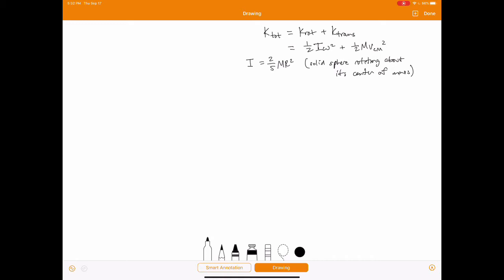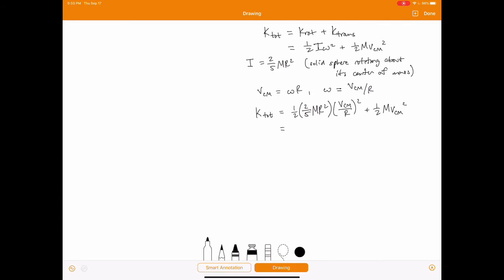Okay. Another thing we can say is that the no-slip condition tells us that V_CM is equal to omega times r, or we can just as well say omega is equal to V_CM divided by r. So if we make these substitutions, K total then becomes 1/2 times I, the moment of inertia, which is 2/5 m r squared, and then omega, we can replace with V_CM over r, and that gets squared in the equation. And then we have 1/2 times the mass times V_CM squared.